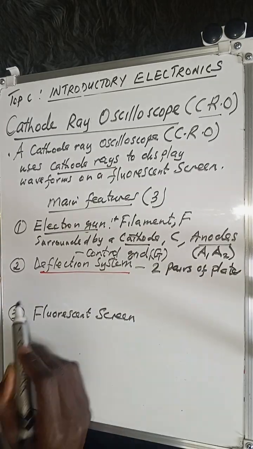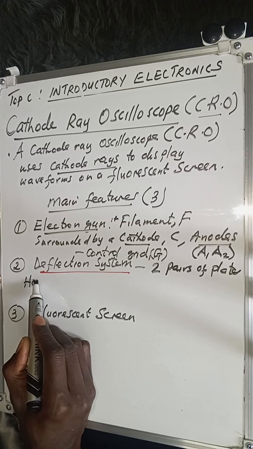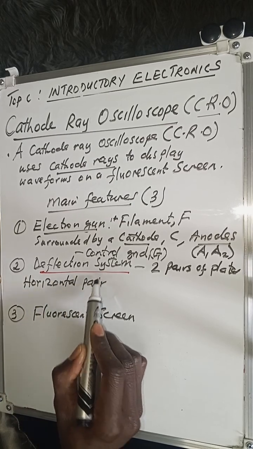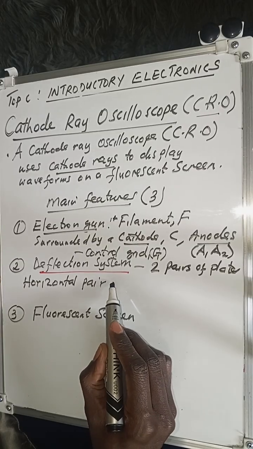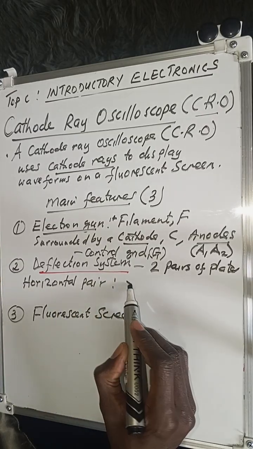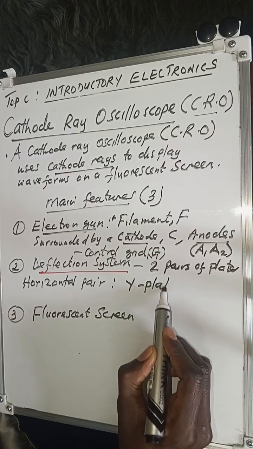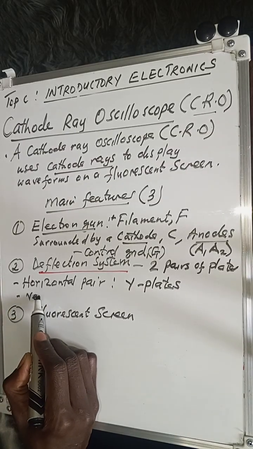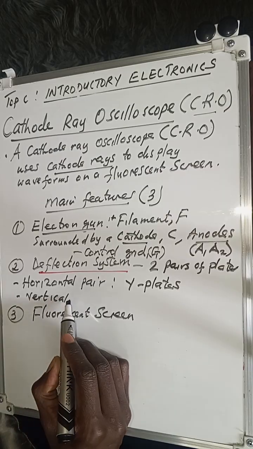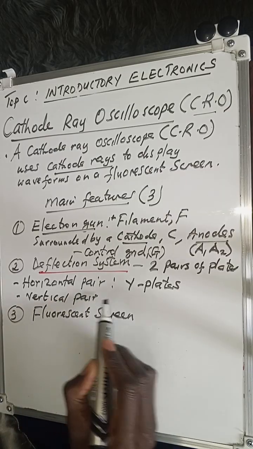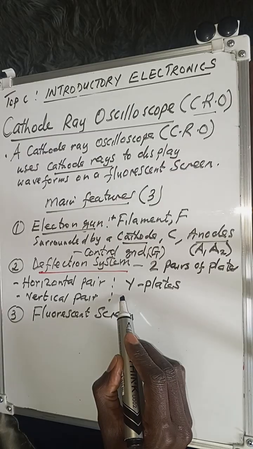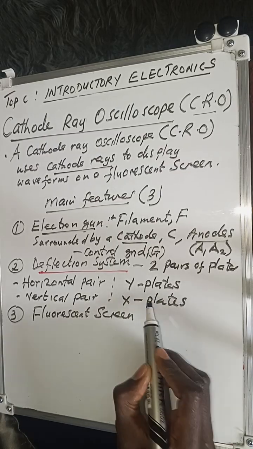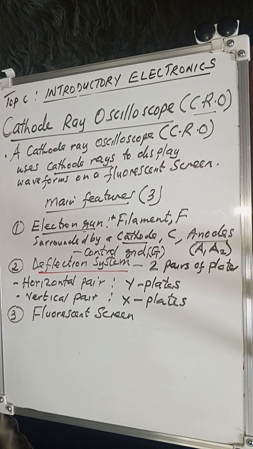So we have a horizontal pair, and that horizontal pair is what we call the Y plates. On the other hand, you have a vertical pair, and a vertical pair is what we call the X plates. Both the Y plates and the X plates make up the deflection system.